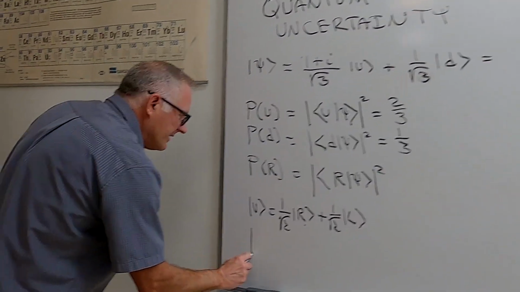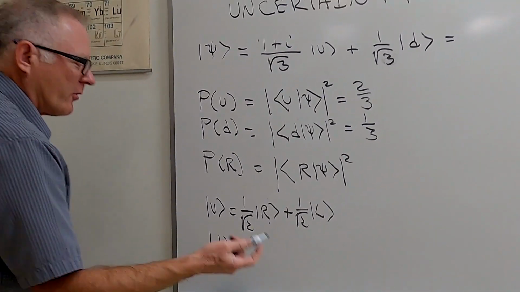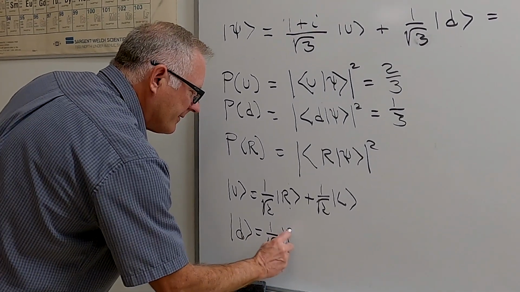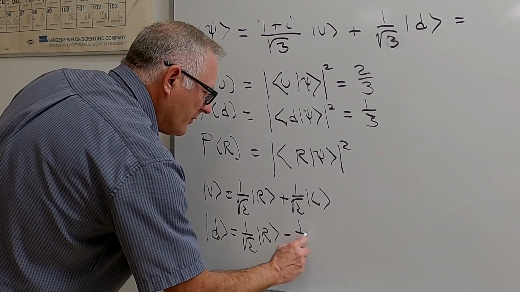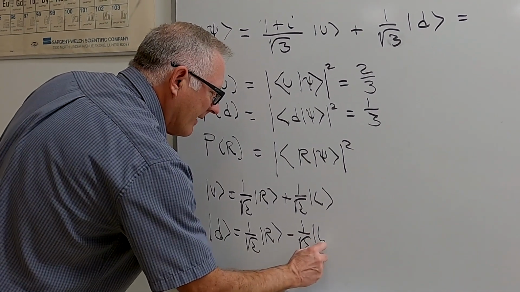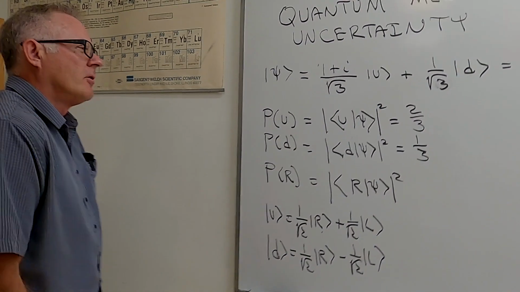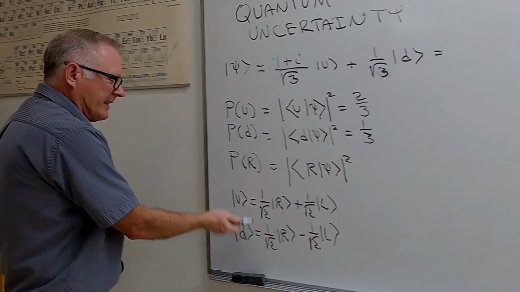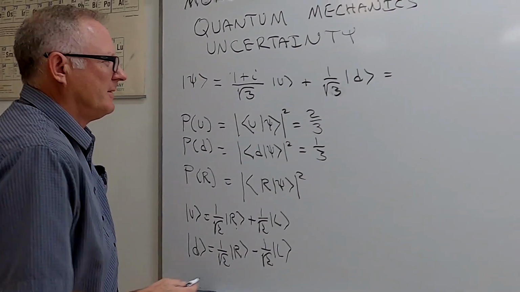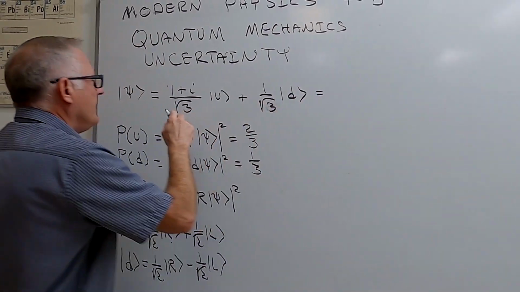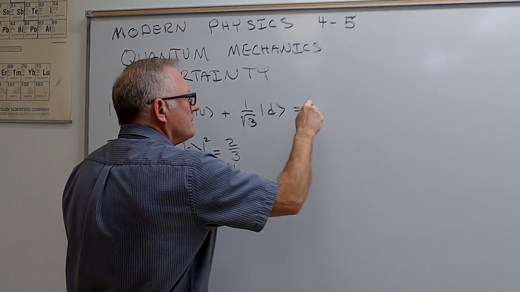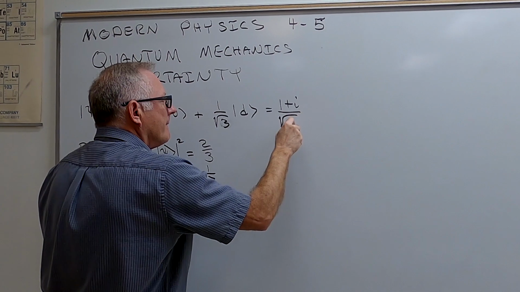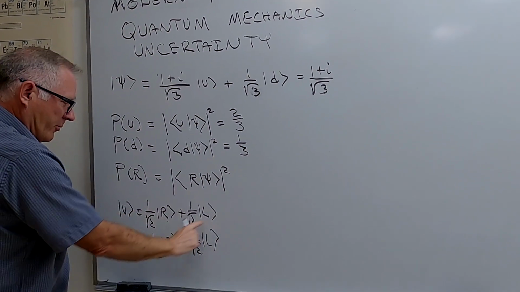And same with, we'll need to do it for down. Down, we would have just subtracted the two equations. So it's 1 over the square root of 2 right, minus 1 over the square root of 2 left. Okay, so if I were to write this in terms of rights and lefts, I'm just going to put this in place of it. So this psi becomes 1 plus i all over the square root of 3 times up, and I'll put in this whole thing.